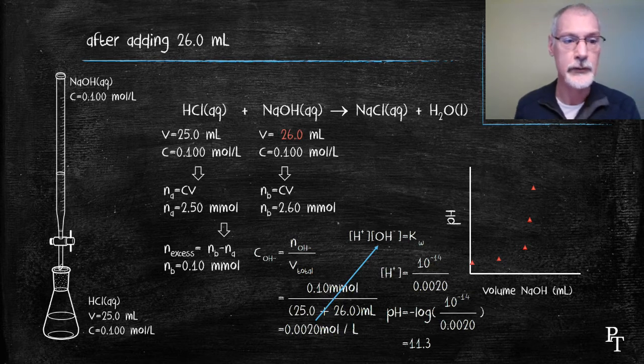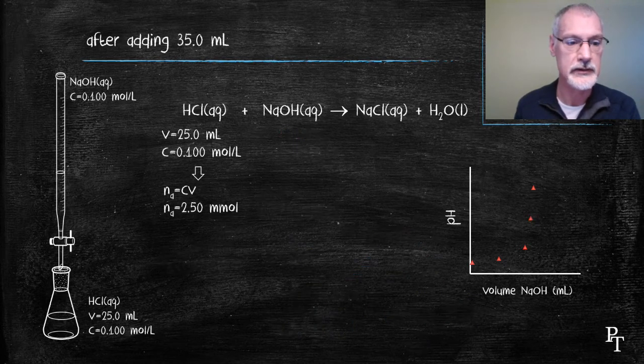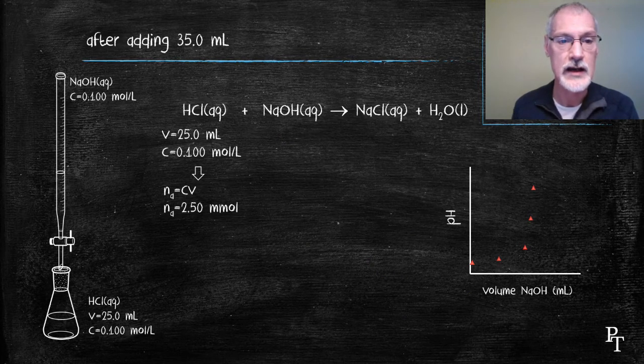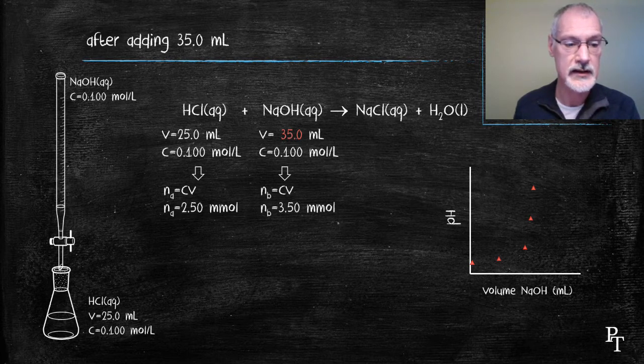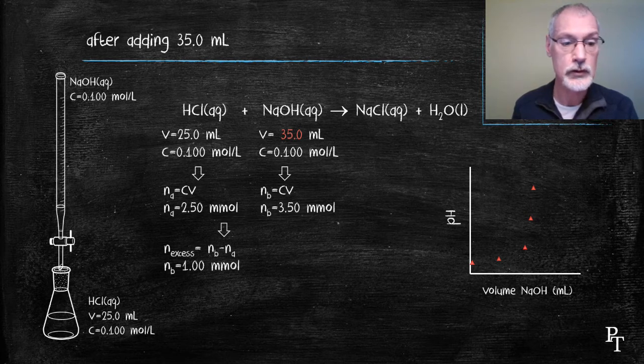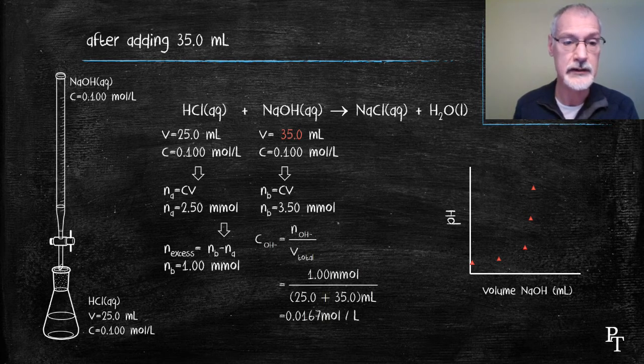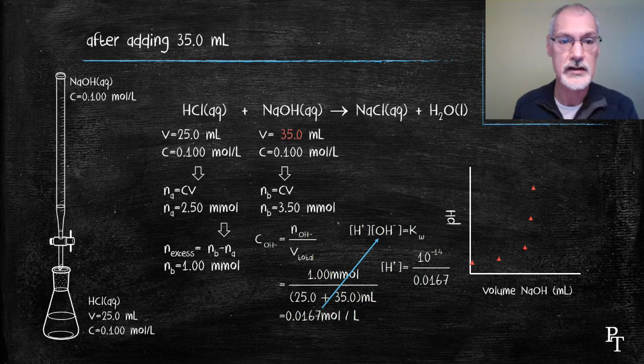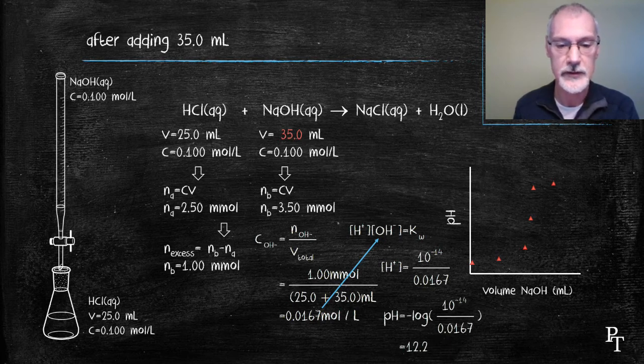The last point I want to consider is when I put in 35 milliliters of my base. So I've now gone well beyond the equivalence point. I have 3.5 millimoles of the base added, and so the excess amount of base is 1 millimole. I place that 1 millimole over the new volume, which in this case would be 60 milliliters, and I get 0.0167 as the concentration of the hydroxide particle. Again, turning to the equilibrium constant for water, I can then isolate for the concentration of the acid particle. Taking the negative log of that, I get 12.2. So again, the solution continues to rise and become more basic.